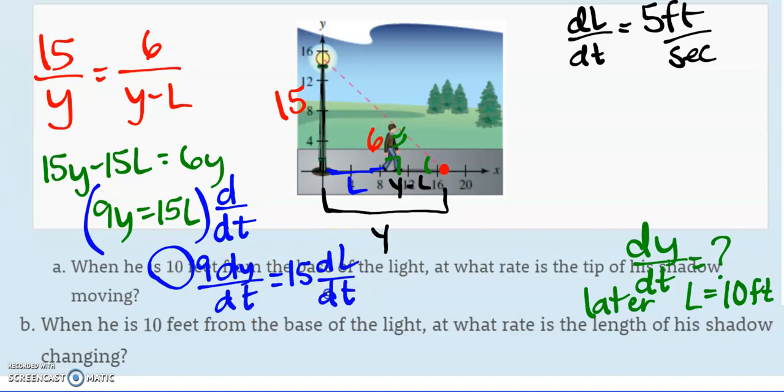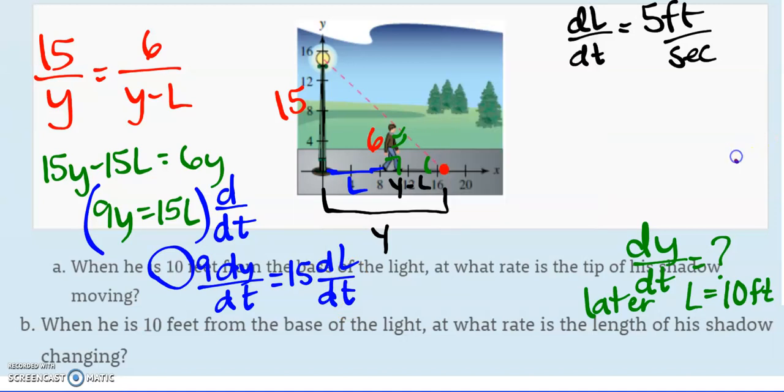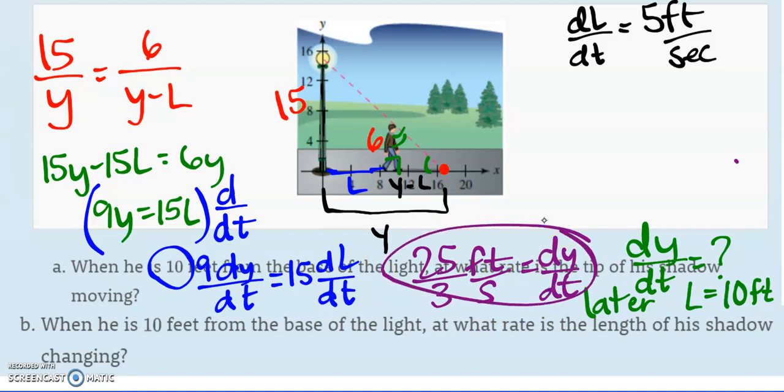Well, if you notice, now it's later, and does it even matter that we're 10 feet away? No, it does not. But it's later, so we can sub stuff in. dy dt is what I'm looking for. dL dt was equal to 5, so 15 times 5 is going to be 75, divided by 9, which ends up being 25 over 3 feet per second is equal to dy dt at that later moment.